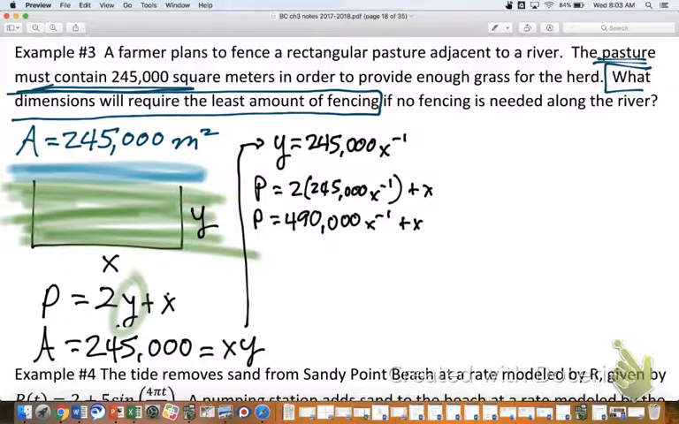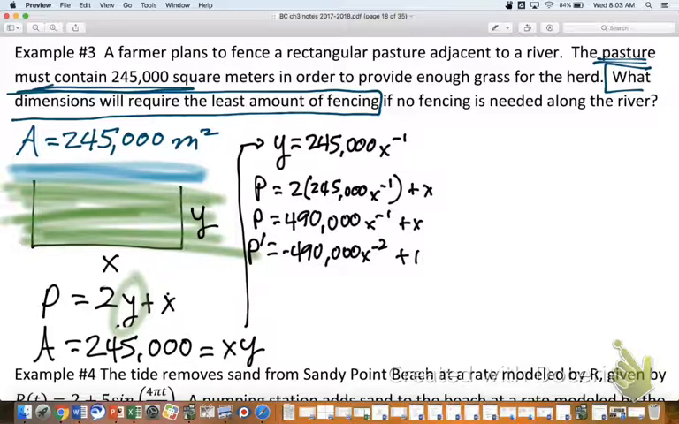And now, finding the P prime is actually quite clear because P is in terms of just one variable instead of two. So P prime equals negative 490,000 X to the negative 2 plus 1. And why on earth would I, other than the fact that it's a calculus class, be interested in the rate of change of perimeter? What am I going to do with it? Find the minimum of what? Perimeter. How is P prime going to help me find the minimum of perimeter?